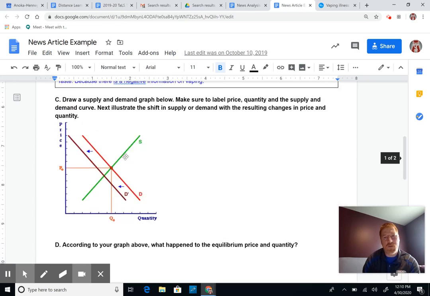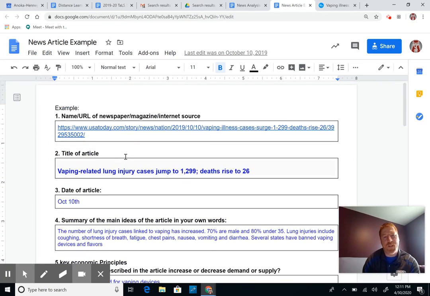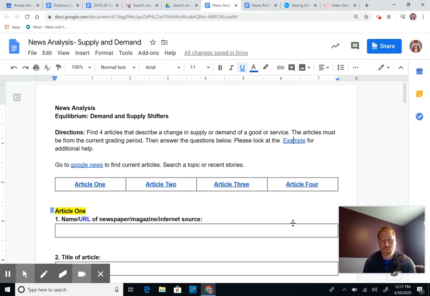So you'll do 4 articles. You can split it up. You can do 2 on Tuesday, 2 on Wednesday. You can do them all in one day, however you'd like to do it.